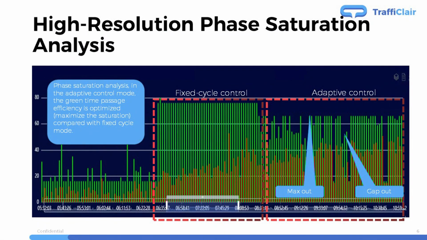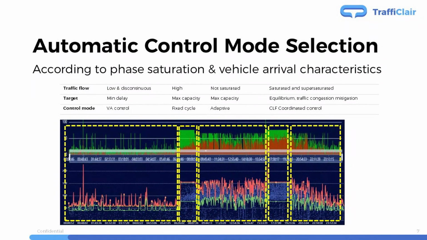This diagram is to analyze the phase saturation. The red part means how much green time has been used. So the ratio between red and green is the saturation. The higher saturation means a higher traffic efficiency. In this slide, you may see that under the adaptive control mode, the saturation is highly improved through shortened green time, so-called max out and gap out. So, according to both the phase saturation and vehicle arrival characteristics analysis, we can differentiate the traffic state into three.